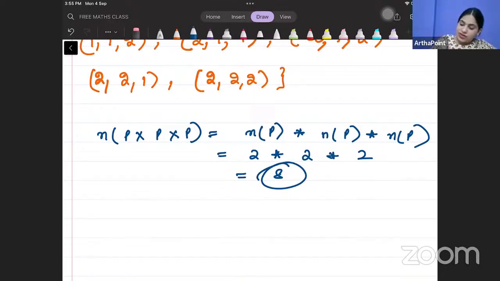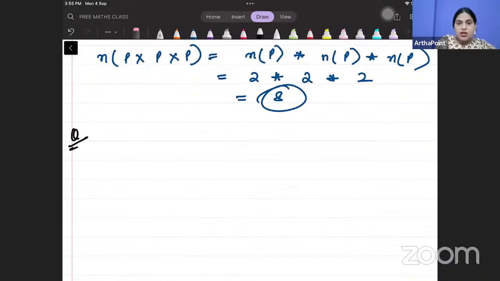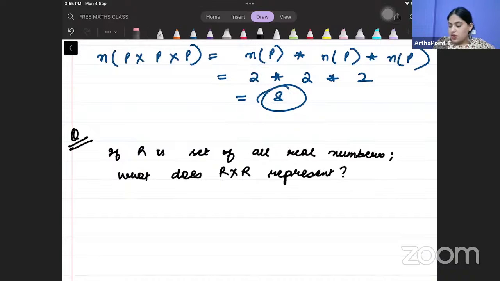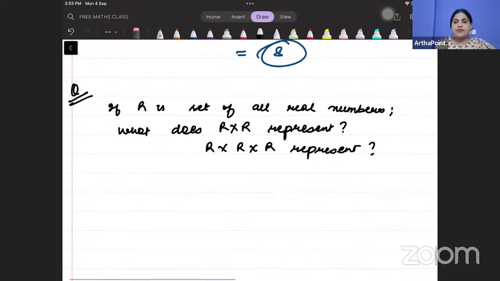Okay, let's go to the next question now. My next question is, if R is the set of all real numbers, what does R cross R represent? Okay, beta, these two questions you have to understand.